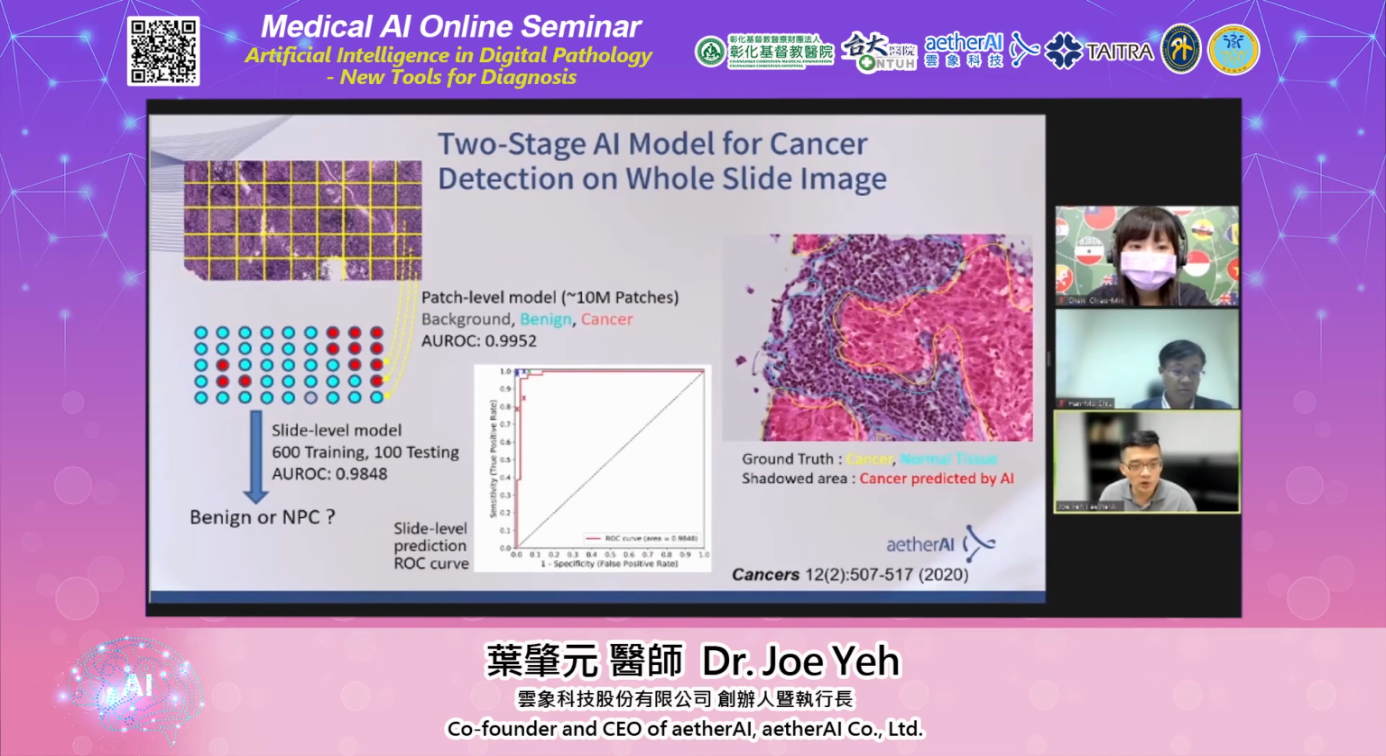First, we train a patch level model using roughly 10 million patches and divide the patches into 3 categories: either background, benign, or cancer. Our patch level model was able to reach an AUROC of 0.99, close to a perfect algorithm. After whole slide images are processed into patches, each patch will be processed by the model into a probability score for one of the 3 categories. So in a sense, the whole slide image is turned into a small image. And then we use this small image to train a slide level model and reach an AUROC of 0.98, a very good performance. This work has been published in Cancers in 2020.